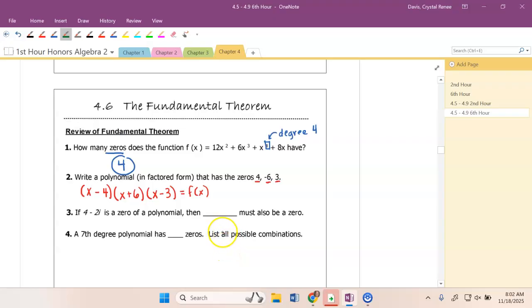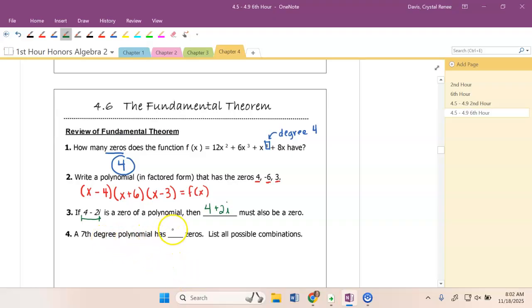Also talked about in the fundamental theorem packet that we did is that zeros come in pairs. That was a big topic. So if 4 minus 2i is a solution or a zero, then 4 plus 2i is also a solution. Remember the conjugates: imaginary numbers always come in pairs.